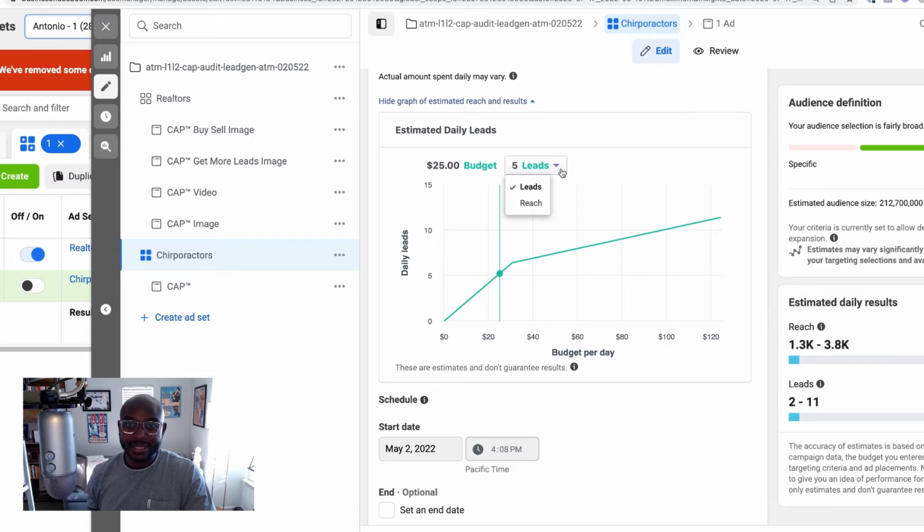Now, if I increase my budget to $50, some would say, oh, increase my budget to $50 a day, and now I'm getting 10 leads. But that's not necessarily the case, right? If I increase my budget based off of this estimated graph to 50 bucks, I'm probably going to end up somewhere around 7 leads, not 10. So you have to recognize that this is not an equal mathematical equation, right? Spend 25 bucks, get 5 leads. Spend 50 bucks, get 10 leads. It doesn't work that way.